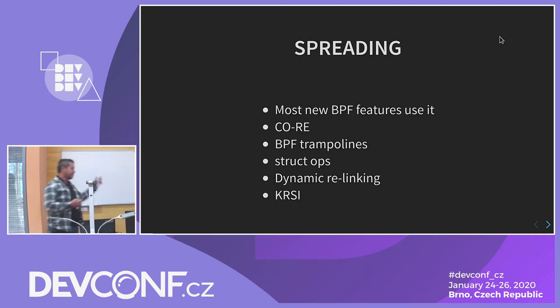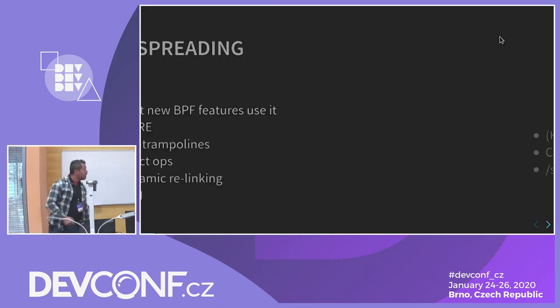I will talk a little bit about BPF trampolines that will enable some of the features that I'll be describing. Struct ops, which is a way for functionality in the kernel that is implemented as a table of function operations to be implemented as a series of BPF programs. A little bit about dynamic relinking. And KRSI, I will not be describing, but it uses the features that are being described before.